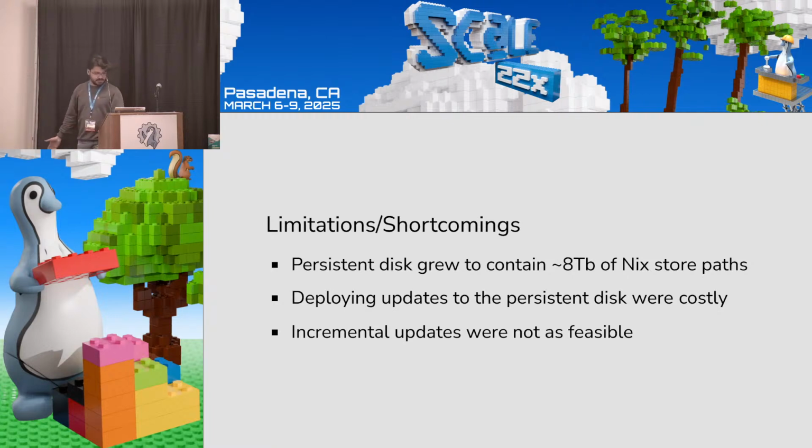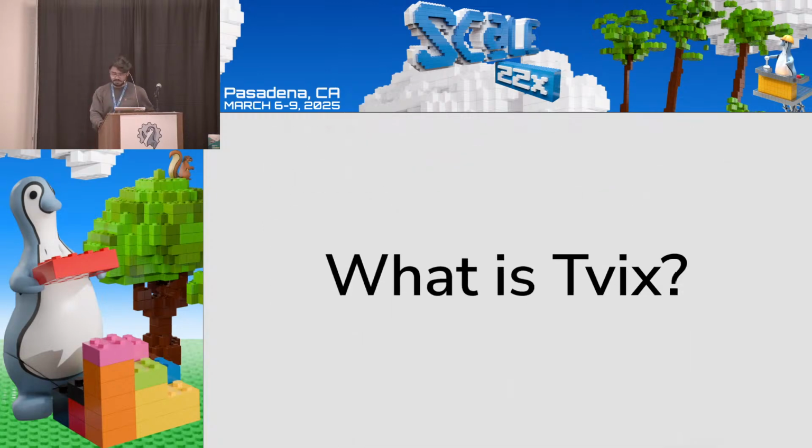Another thing I want to note: incremental updates were not as feasible since we deploy this disk in a number of different regions, and replicating that across the regions was extremely costly, especially when it was 18, 20 terabytes large. So we were looking for a solution where we wanted to keep all the cached Nix store paths in that cache, because users are already linking to them, with symlinks and dynamic linking, but also reduce the size of this disk.